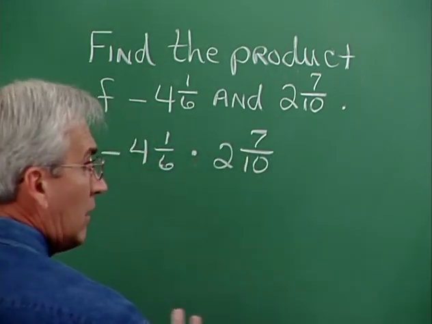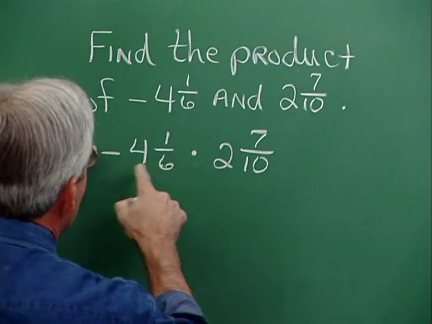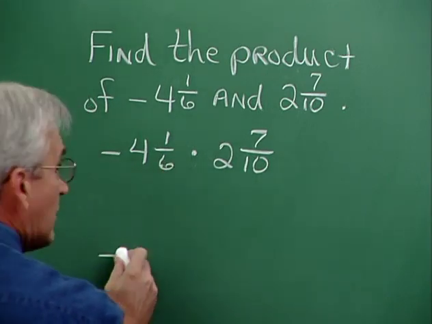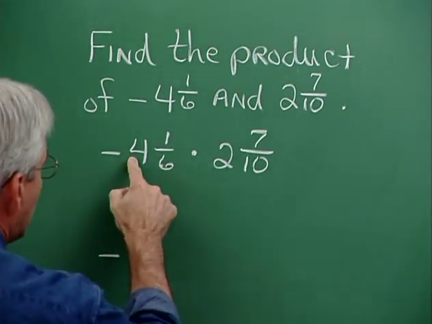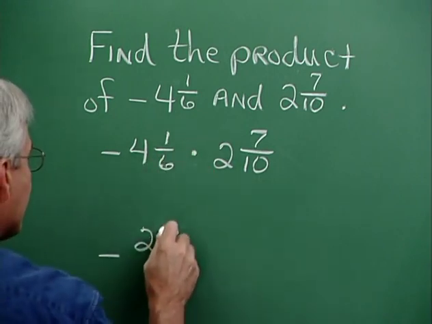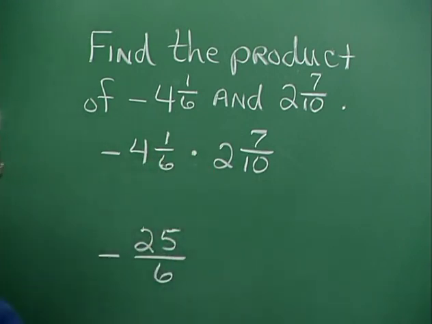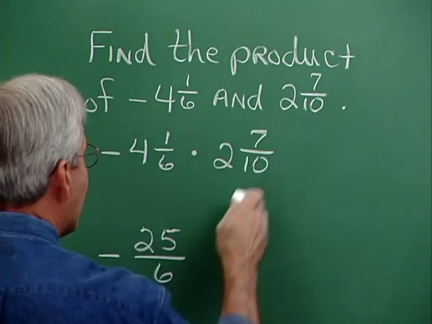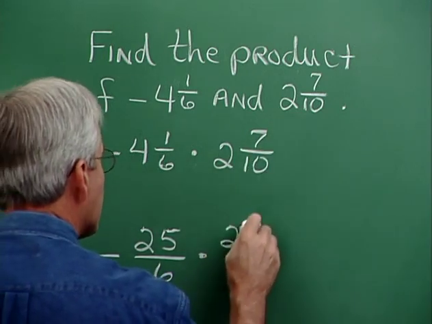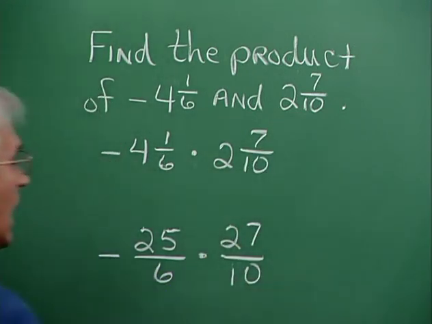Now I'm going to rebuild what we had before. We have a negative value here. Notice I'm just dropping down farther. 6 times 4, 24, and 1, 25, 6. All right, and then over here, 10 times 2, 20, and 7, 27/10. And now let's cancel.